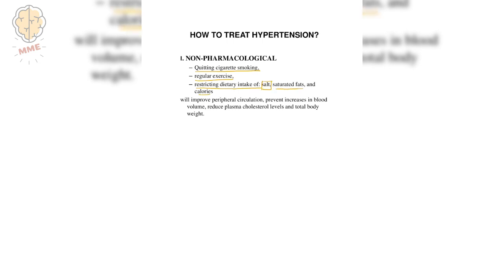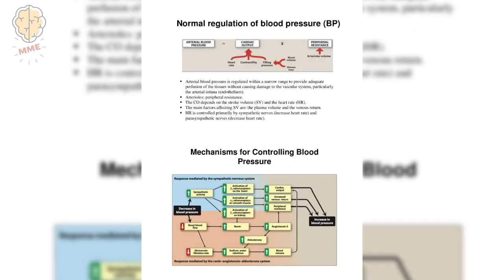fats, and calories. Now, before discussing the antihypertensive drugs, I would like to discuss the pharmacology of how normal blood pressure is controlled in our body. Always remember this formula. Arterial blood pressure equals cardiac output times peripheral resistance.